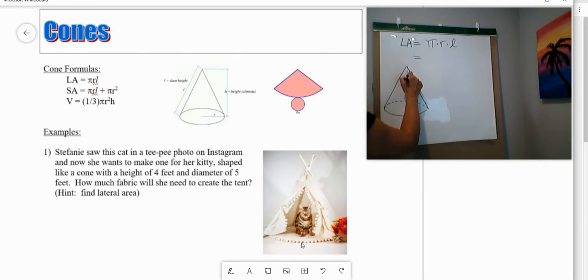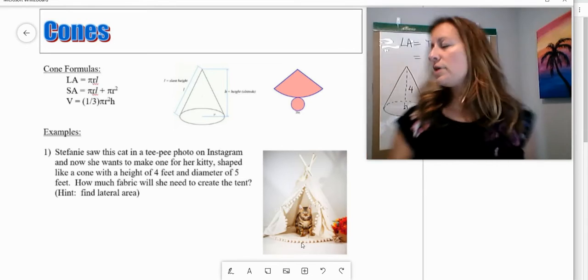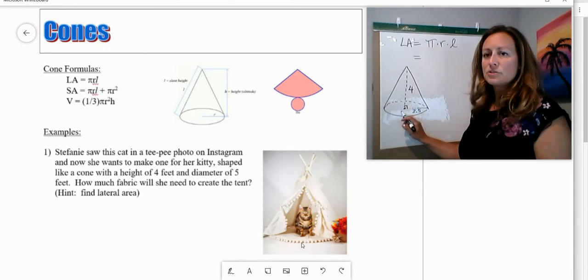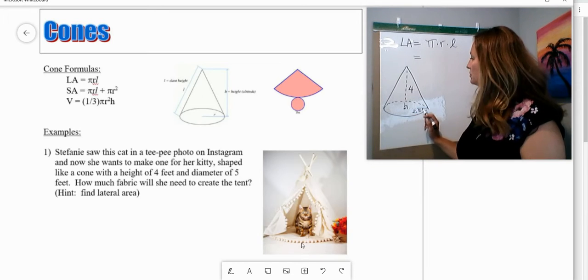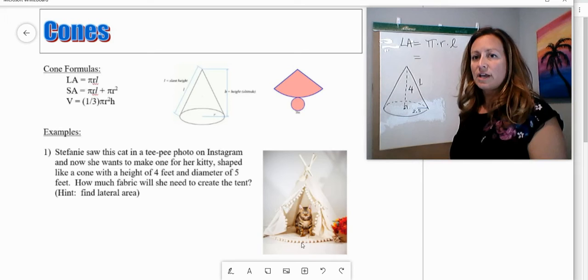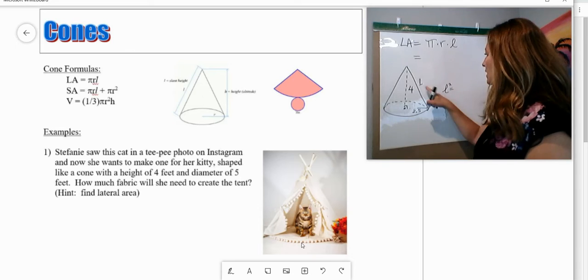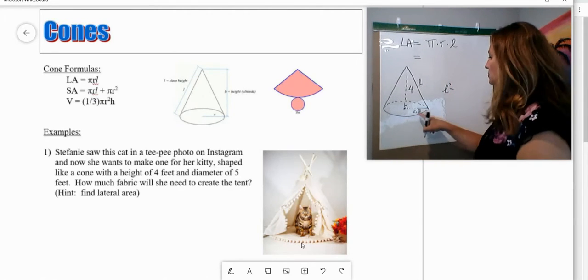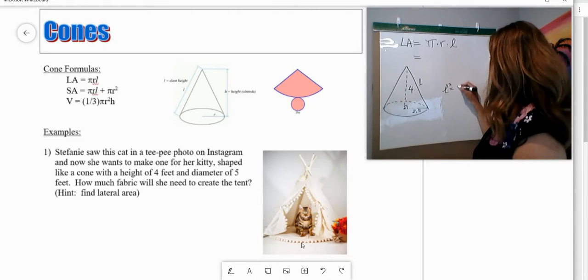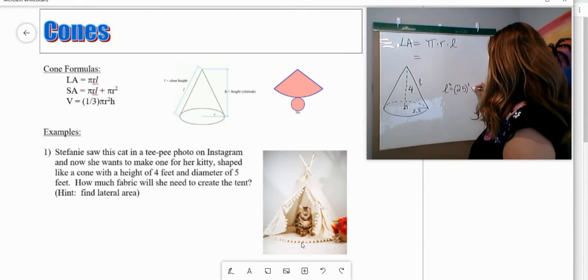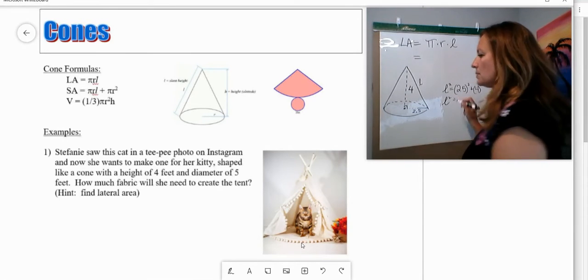Here's the cone. Here's the height of 4 feet. Here's the radius of 2.5. The height or altitude of the cone is always perpendicular to the radius of the base. So in order to find the slant height, L, we're going to have to use Pythagorean theorem. So I'm going to go off to the side and do L squared, that's the hypotenuse, C, is equal to A squared plus B squared, 2.5 squared plus 4 squared.